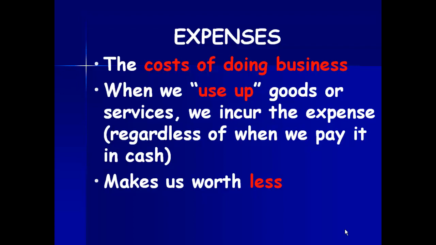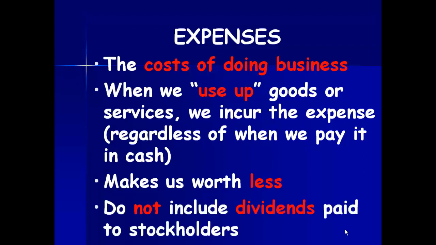Incurring expenses, though, makes my net worth go down. Revenues make it go up. Expenses then make it go down. Just because cash goes out does not mean I necessarily have an expense. Corporations pay something called dividends to their shareholders. We'll talk about that later on, but that's a way of giving money back to their owners as an incentive for them to buy your stock and keep your stock. Dividends are not an expense to the corporation.